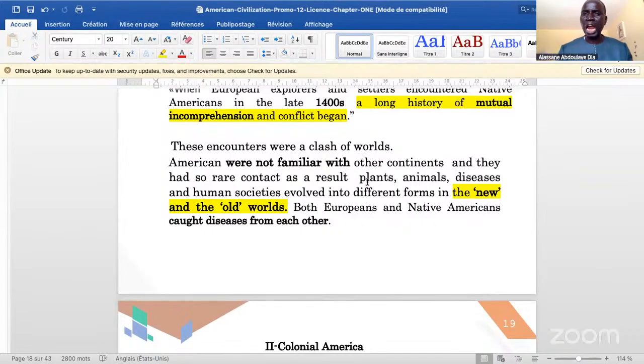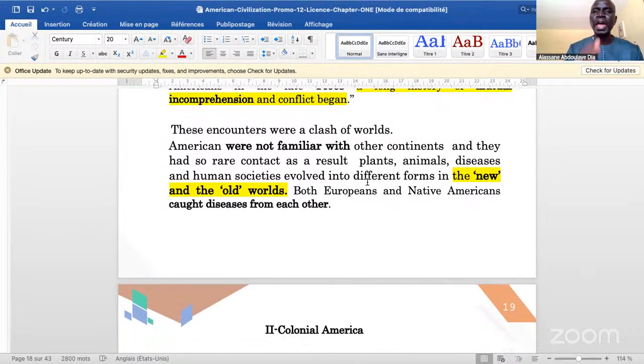It was a clash of worlds. What worlds clashed? I repeat again, the old world and the new world. The old world, Europe, the new world, America. Now it is not unknown, it is known, it is a new world. Class, I repeat again, this is new. So Americans were not familiar with other continents. Americans did not know them. And they had very rare contact.